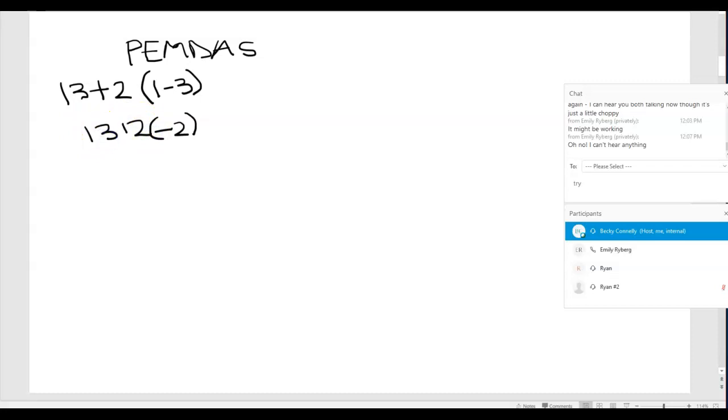And now let's distribute that 2 through. So 2 times negative 2 gives us a negative 4. And then we'll have 13 plus a negative 4, which would be what? Positive 9. It is. Yep.